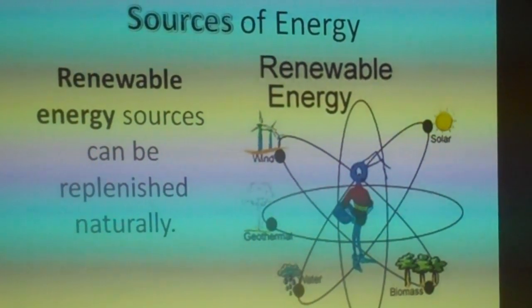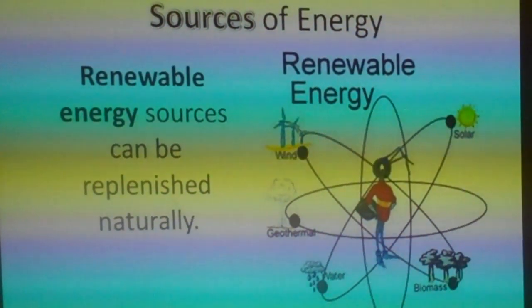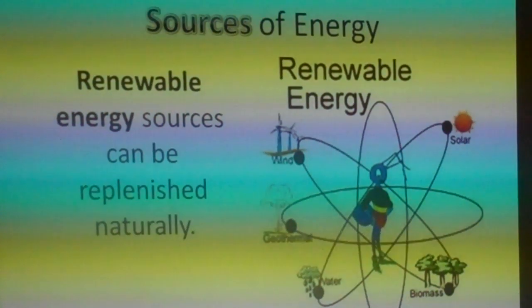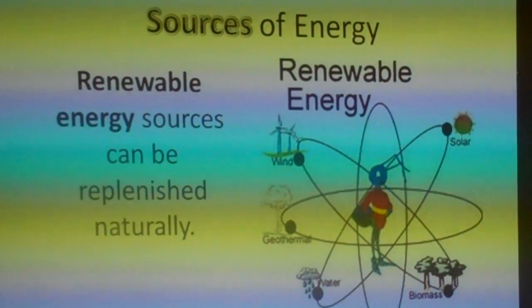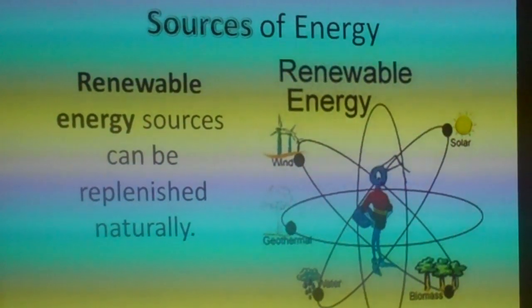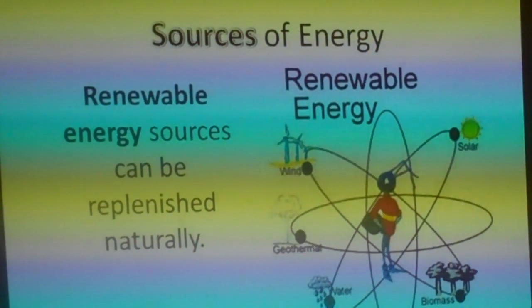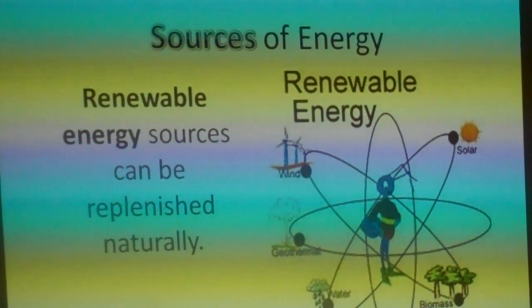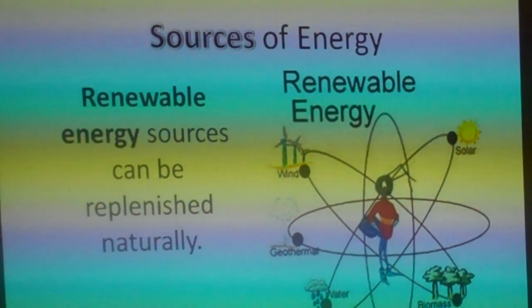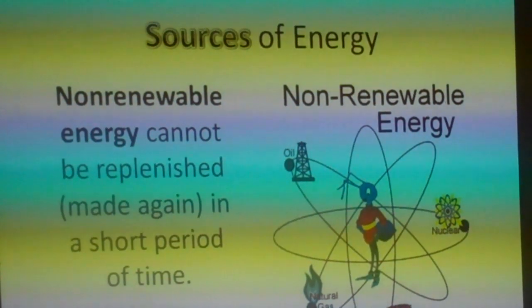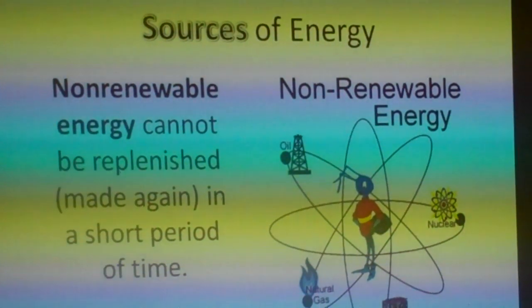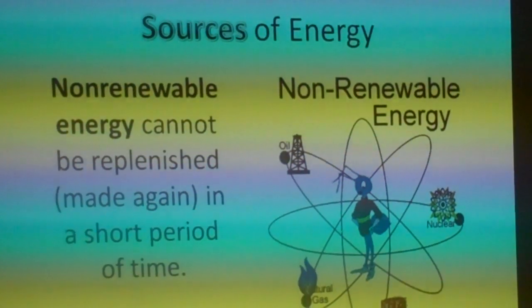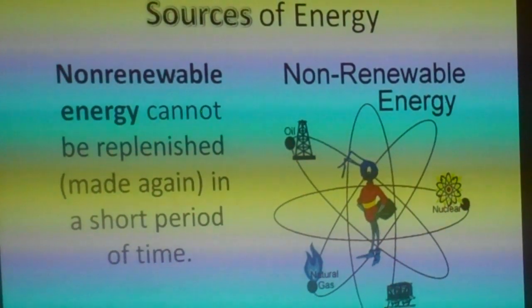So renewable energy sources can be replenished naturally, like we make more energy from wind and windmills, or from the sun with solar panels. Geothermal means it's coming from the heat within the earth. Water is used to power something, and biomass comes from plants. Non-renewable cannot be replenished. In other words, we can't make it again. Oil, nuclear, natural gas, and coal all come from the earth, and we cannot replace them.